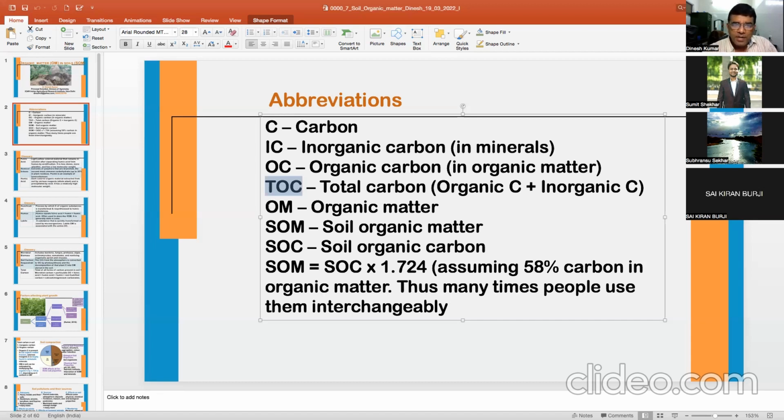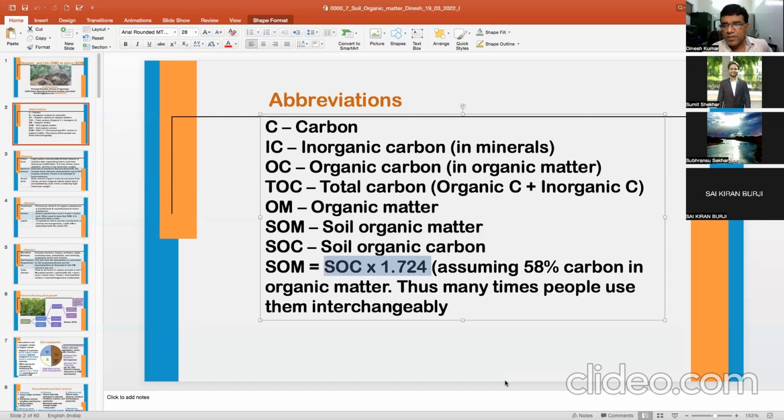OM is for organic matter, and SOM is for soil organic matter. So OM is organic matter, any organic matter above the soil or which is away from the soil. But once organic matter is there in the soil, it becomes your soil organic matter. Soil organic carbon, SOC. If you want to convert SOC into SOM, you can do it. Soil organic matter is equal to soil organic carbon into 1.724. If you multiply soil organic carbon by 1.724, you can remember this factor. This is asked in quiz exams.